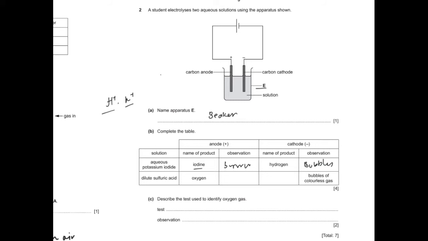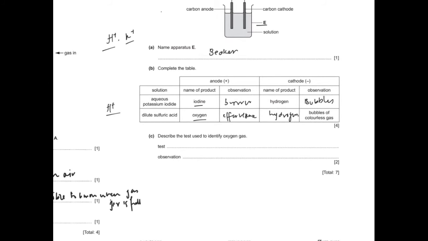With sulfuric acid, at the anode, oxygen will be released, and the observation for oxygen would again be effervescence. And on the cathode, again with sulfuric acid, you have only one option actually, hydrogen ion. So hydrogen gas will be formed here as well. Describe the test used to identify oxygen gas. The test is you use a glowing splint, and the observation is that it relights. When you expose a glowing splint to oxygen, it relights.